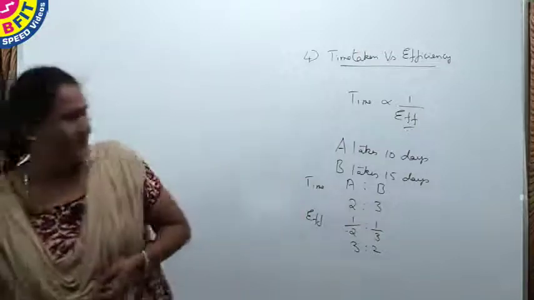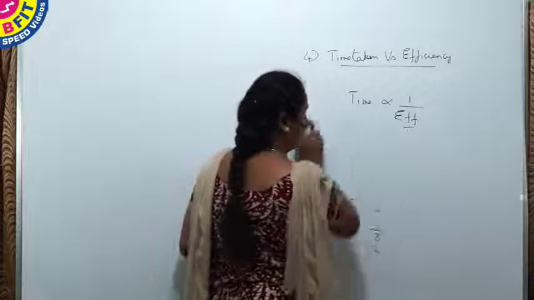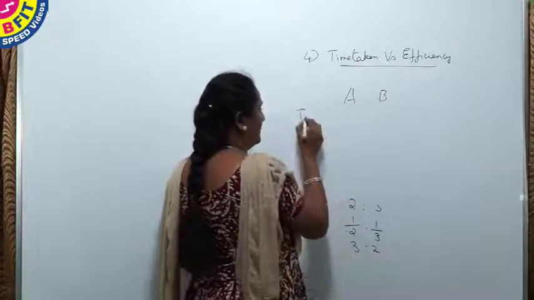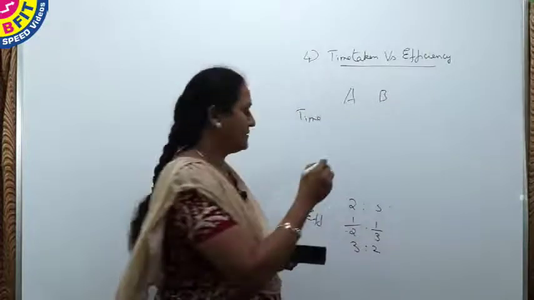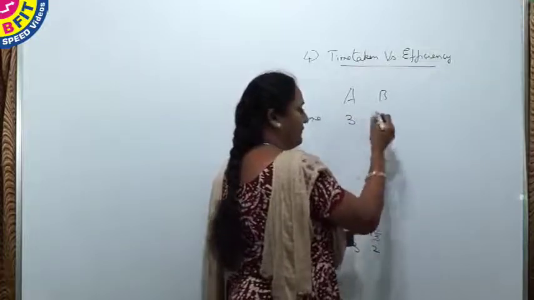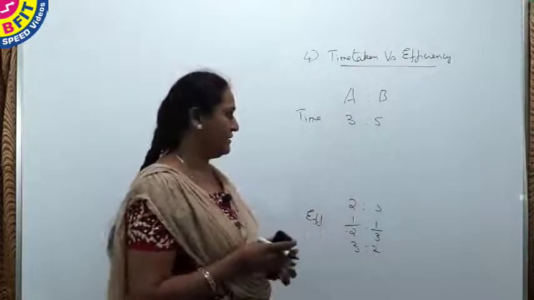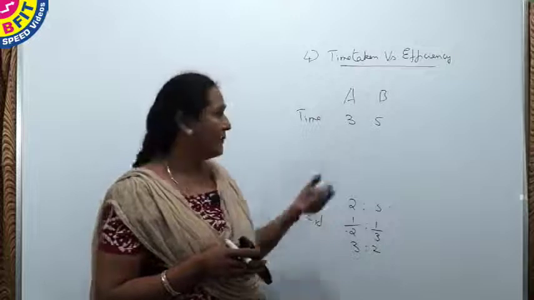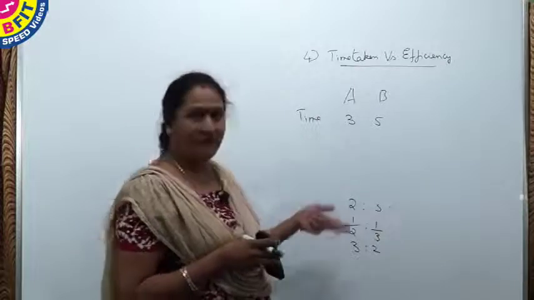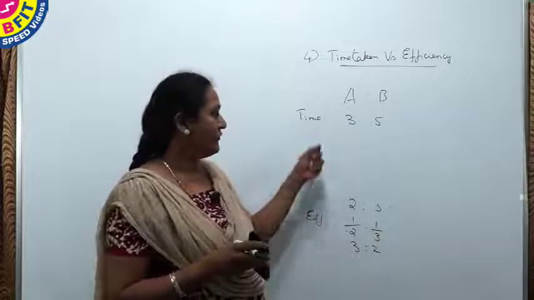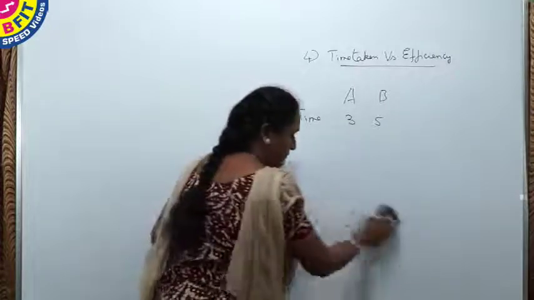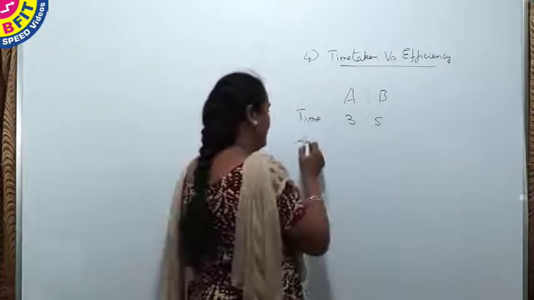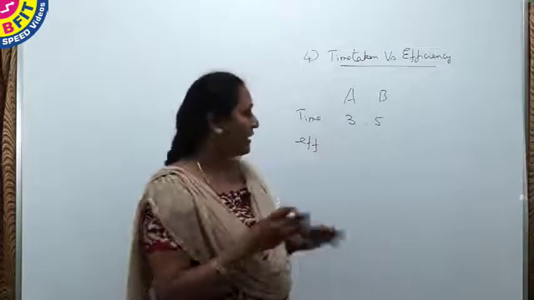Say for example, for two persons A and B, if time taken ratio is 3:5, what will be the ratio of efficiency? Suppose you are asked to find the amount or wages received by A and B. Based on time taken we will not share the wages. We will share the wages based on their efficiency only. So if time taken ratio is 3:5, we have to find the inverse ratio, that is the efficiency ratio. This is got just by interchanging the parts.